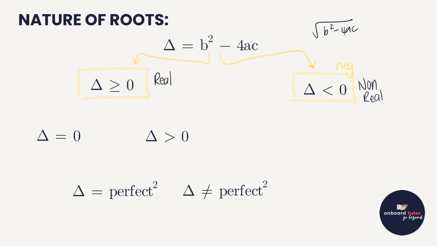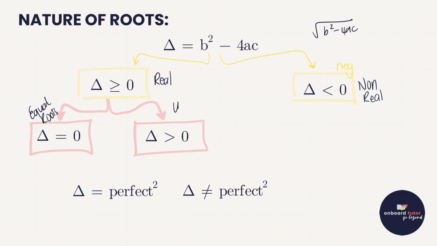Then we've got more options. If it's greater than or equal to 0, well, it might very well be equal to 0, or it might just be greater than 0. Now, if it's equal to 0, then what we have, and this one's quite easy to remember, is equal roots. In other words, we'll probably end up with the same root twice. Think of that parabola that cut the x-axis just in the one place. But if it's not equal to 0, but it's still a positive number, then we have unequal roots.